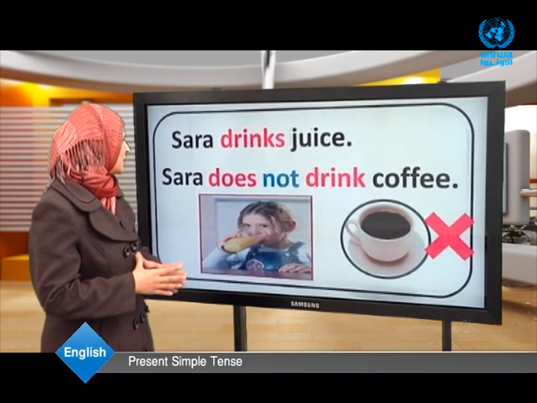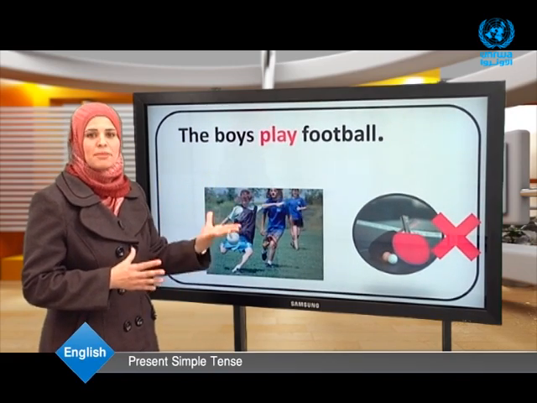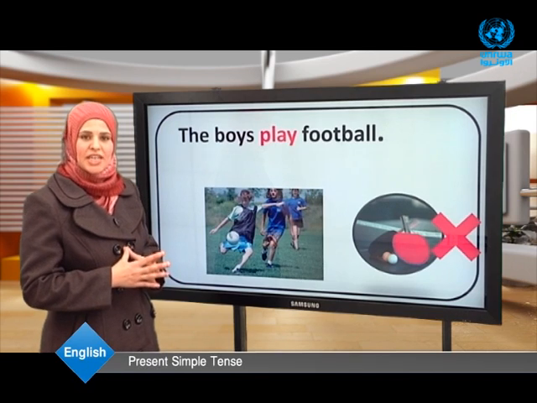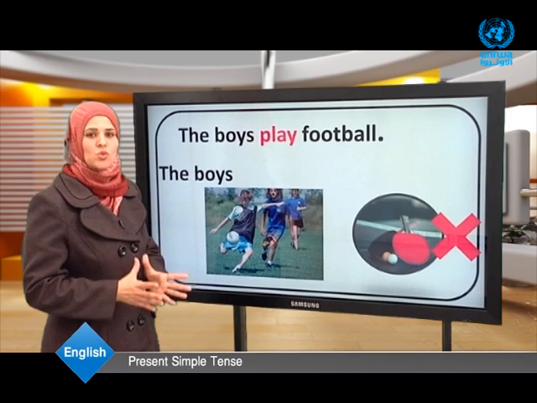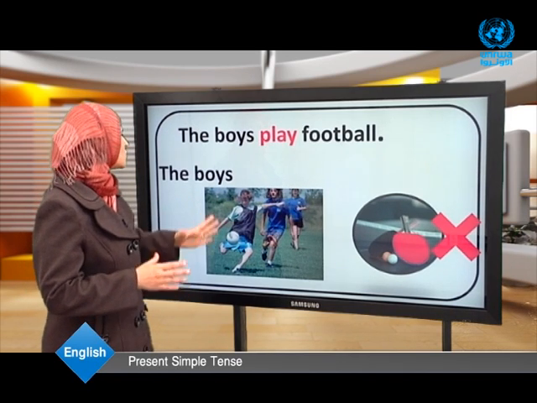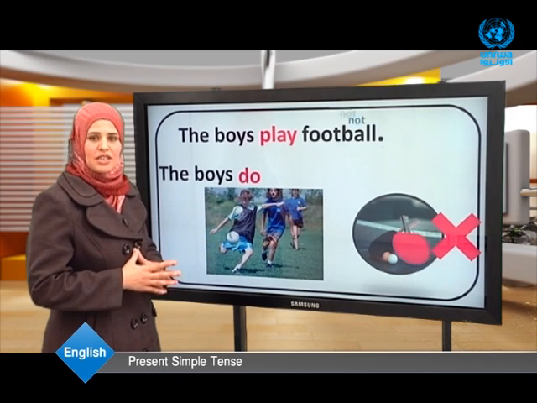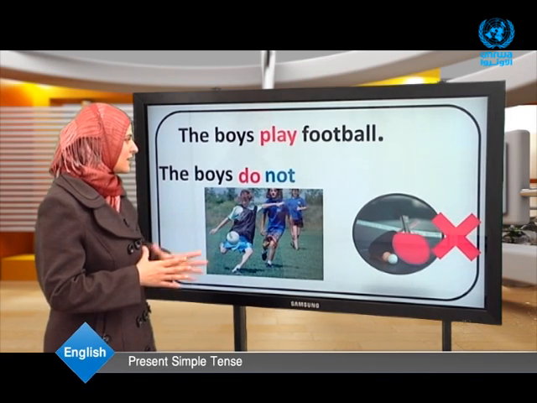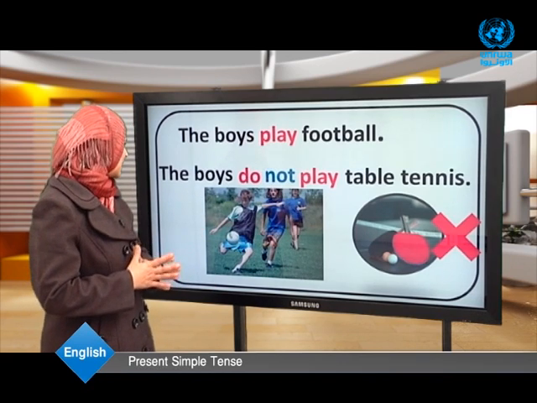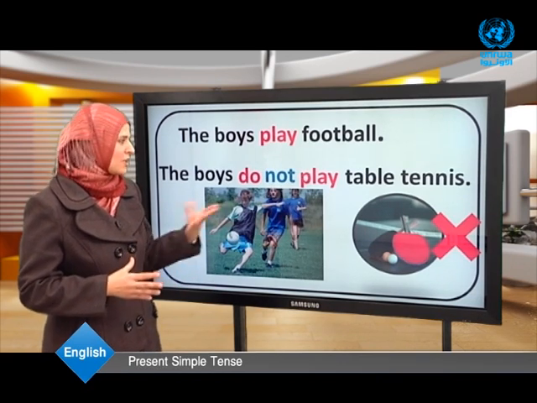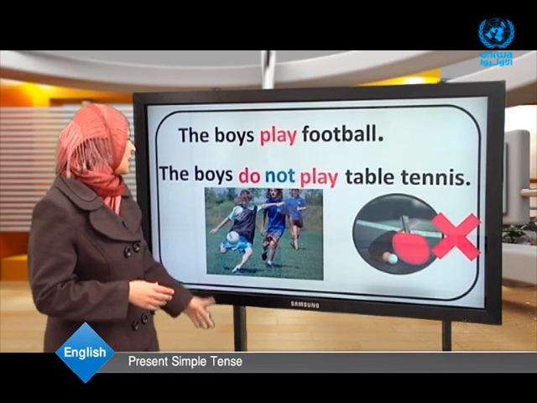Let's have another example. The boys play football. How can we negate the sentence? We are going to begin with the subject. Then do or does. Here we need do. And we add not. Then the base verb, so play. After that, the rest of the sentence. So our sentence is the boys do not play table tennis. Another one.